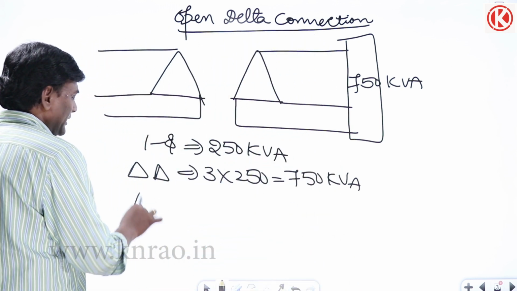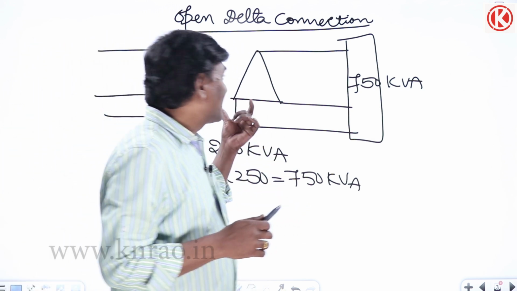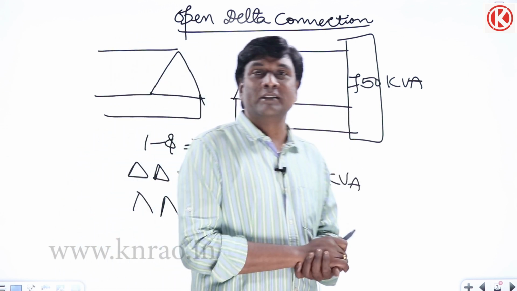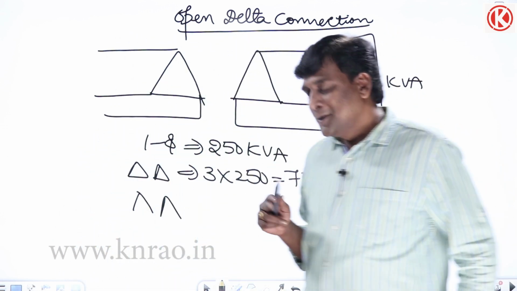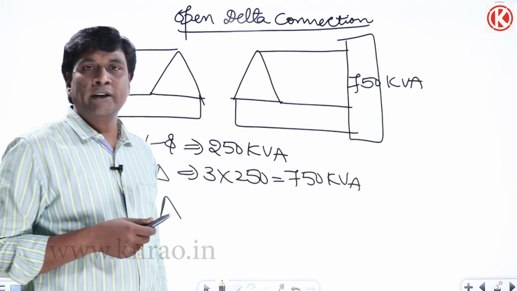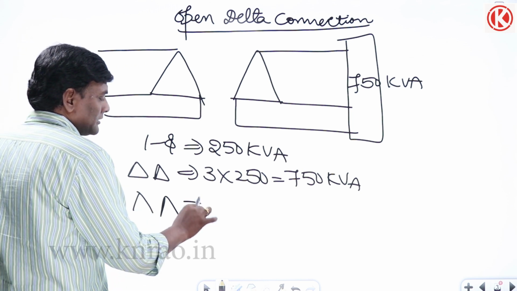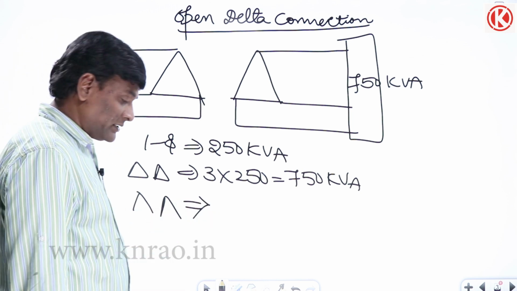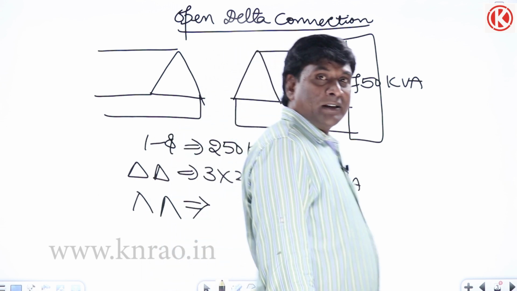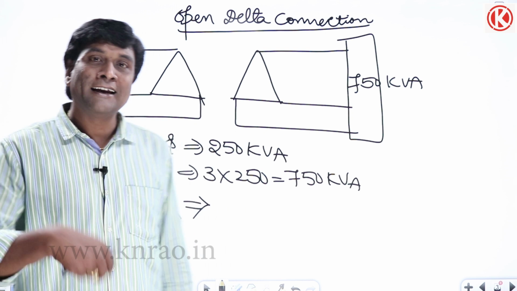And if I think of open delta, this is very important: are you sitting at the transformer side or are you sitting at the load side? We should be able to differentiate, otherwise problems will come. Anyway, we are going to take other old GATE or old IES questions, then automatically you will understand. In open delta connection, how much will be the capacity? 57.7% of three-phase capacity or 86.6% of installed capacity.